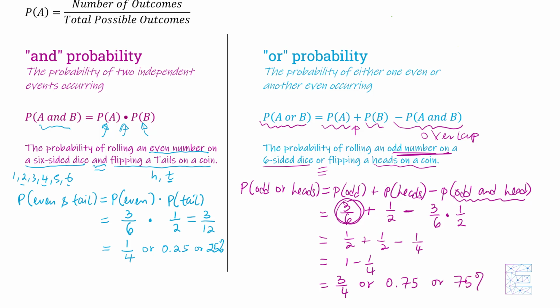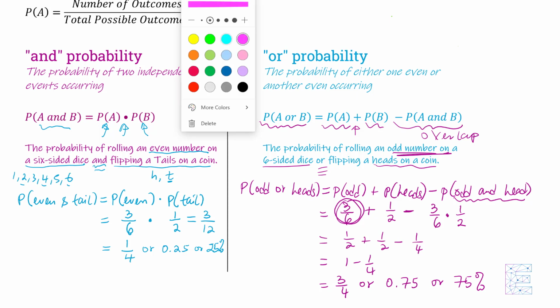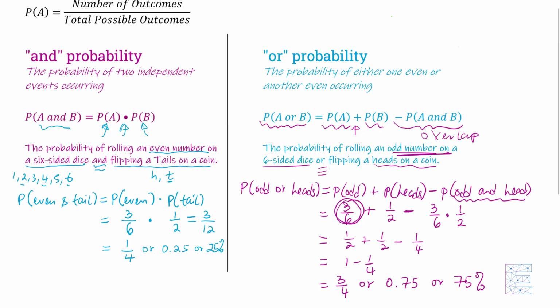So the key takeaways here are: if you hear the word AND, you need to simply apply this formula, multiplying the two probabilities. If you hear the word OR, you're going to add the two probabilities, but then subtract the overlap from them. And that concludes this lesson.